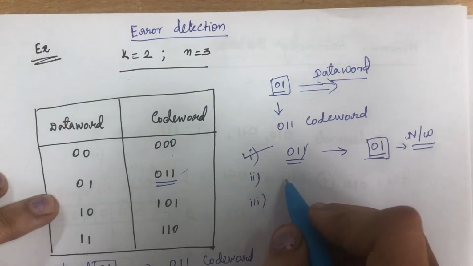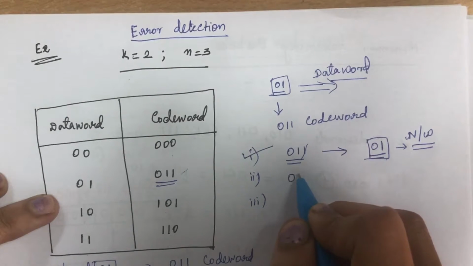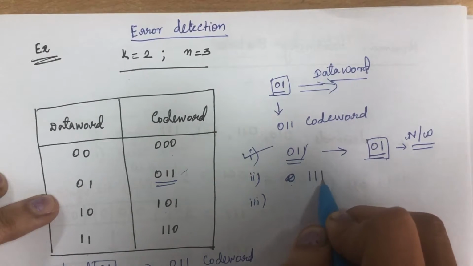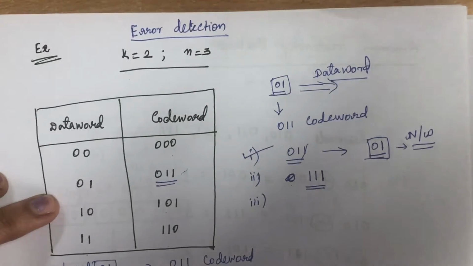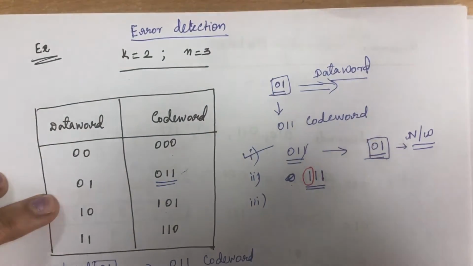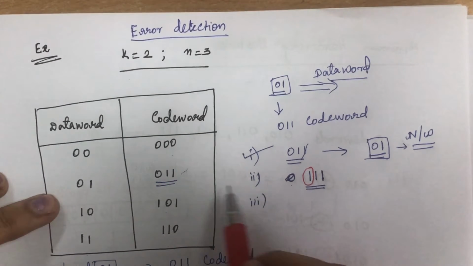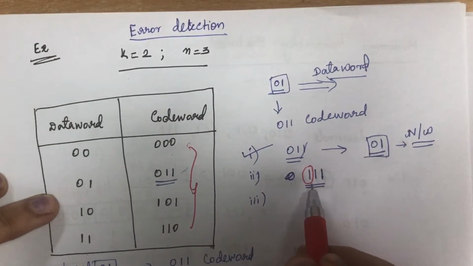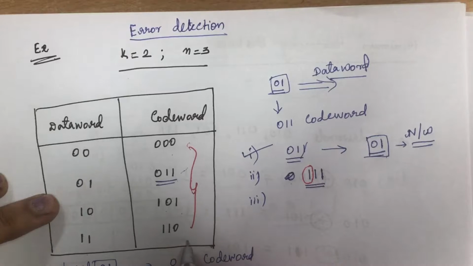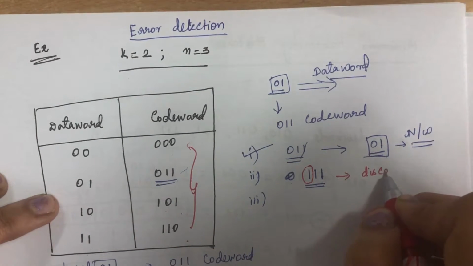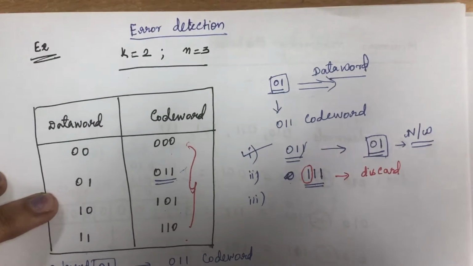The second case is where during transmission some error has occurred, and instead of getting 011 we are getting 111. So here this bit has been changed during transmission. Now the receiver will check the list of code words. Since this 111 is not in the list of code words, this word will be discarded. It will ask for retransmitting.